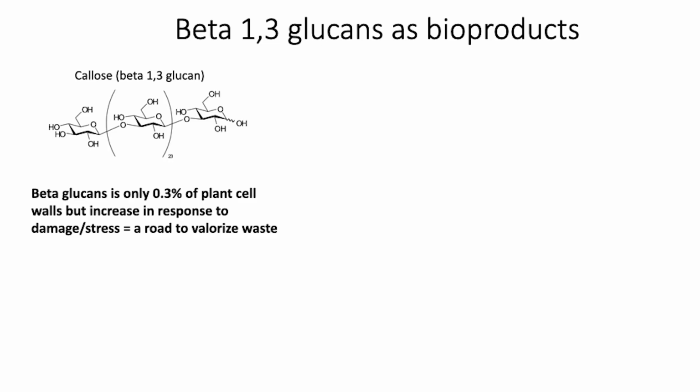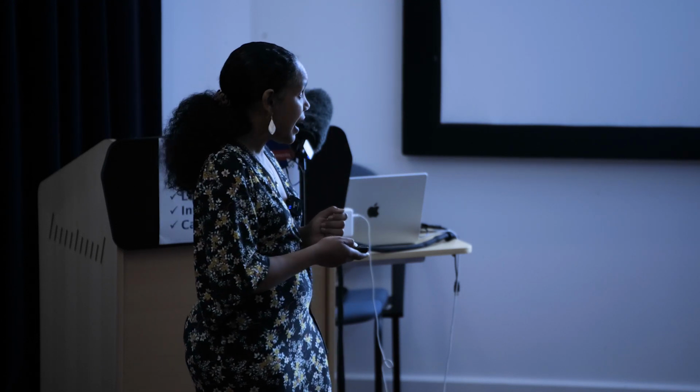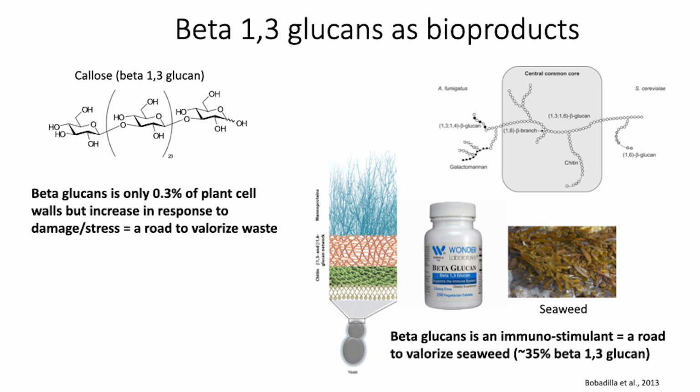Callose makes up only about 0.3% of the plant cell wall, so it's a very, very minor component of the cell wall. But it increases in response to wounding or other damage, and also in response to stress. So a way to valorize agricultural waste, which has been extremely stressed, would be to extract this polysaccharide. Another way to obtain callose is from yeast and from seaweed. These different organisms also accumulate beta-1,3 glucans, very similar to callose.